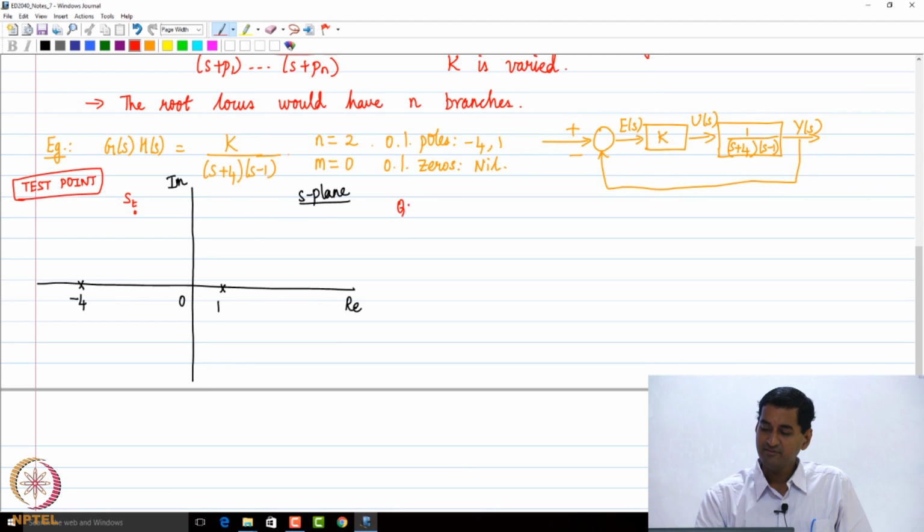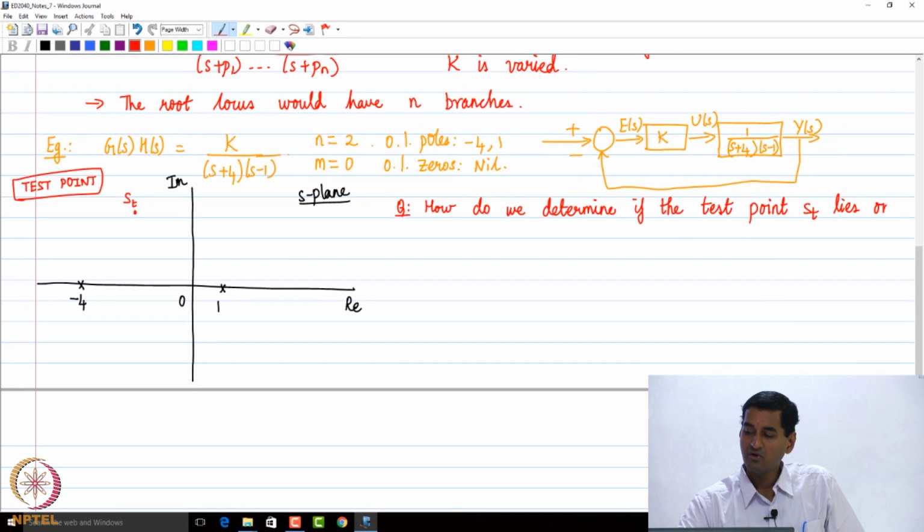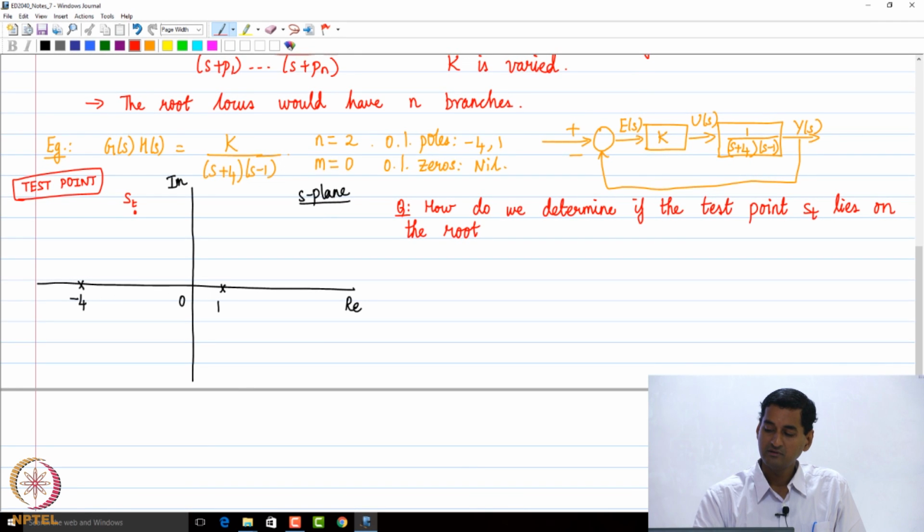So the question that we want to ask ourselves is: how do we determine if the test point s_T lies on the root locus?